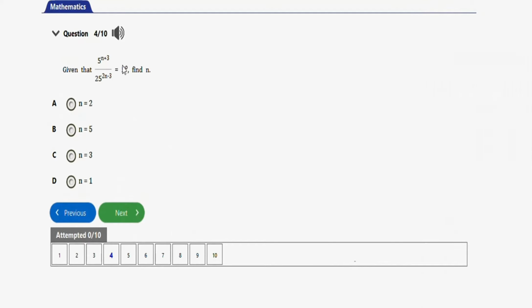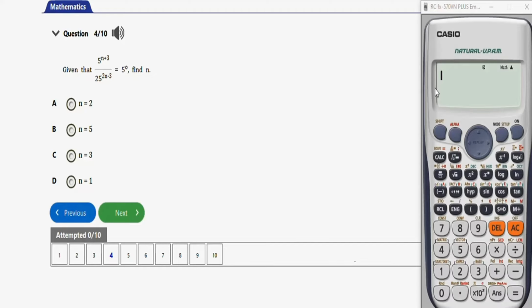So the next repeated question, this one says, given that this expression equals 5 to the power 0, find n. Okay, so we're going to make use of the equation solver to solve this. Let's do the calculator again. So for this question, we have in fraction, 5 to the power, let's replace our n with x, alpha x plus 3 over 25 to the power 2, and replace n with x, 2x minus 3.